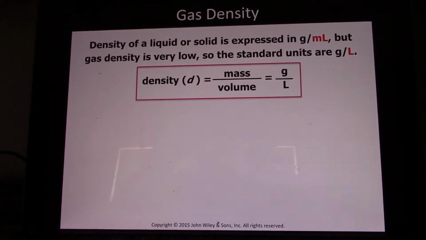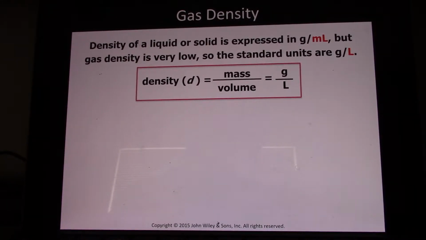Gas density. The density of a liquid or solid was expressed in grams per milliliter. But as we said earlier, gas densities are over 1,000 times less than solids or liquids, and so we change the units to grams per liter to make it more convenient for us.